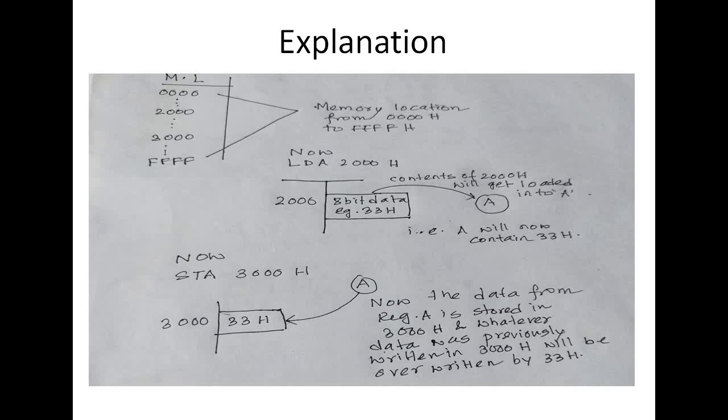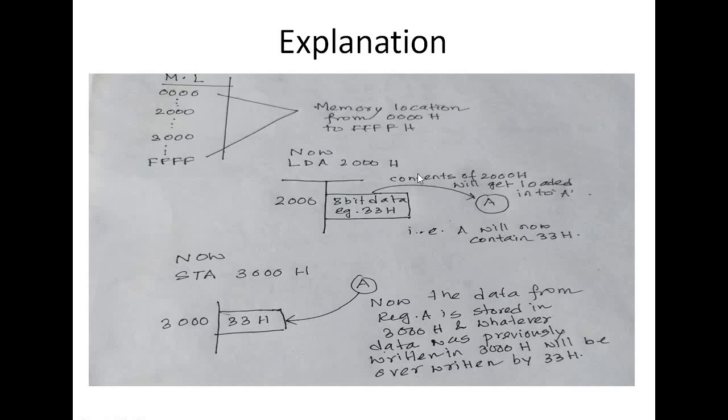Now you will get it clear by this example. See here, this is your memory, from 0000 to FFFFH. Somewhere in between these memory locations there is the memory location 2000 and the memory location 3000. Now you write the instruction LDA 2000H. What does it mean? In 2000H there is some data, any data by default. Let us take the data as 33H.